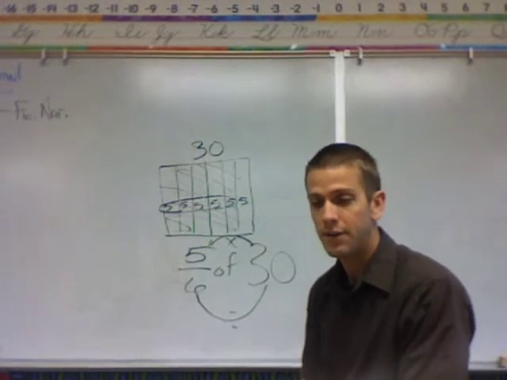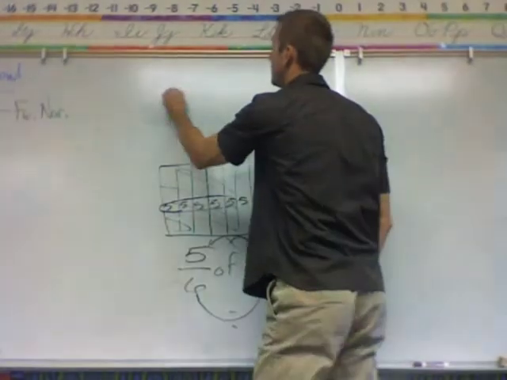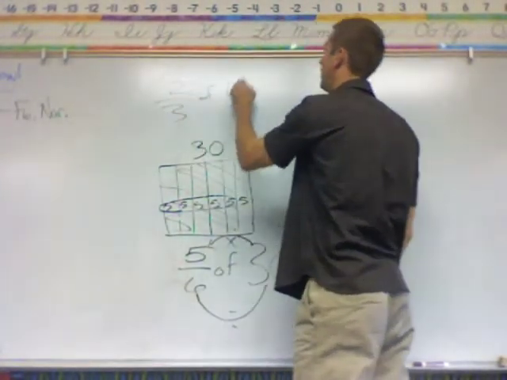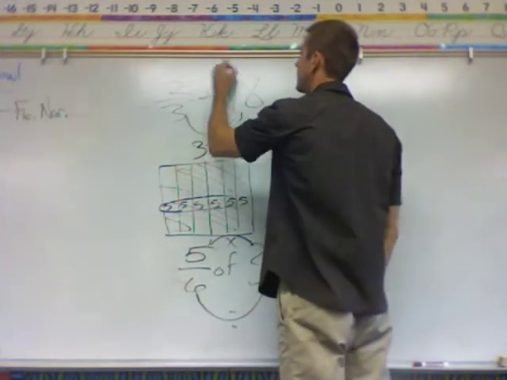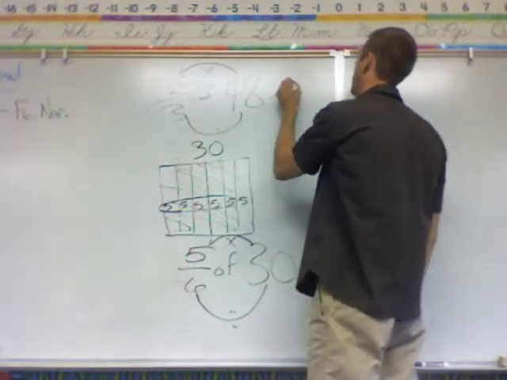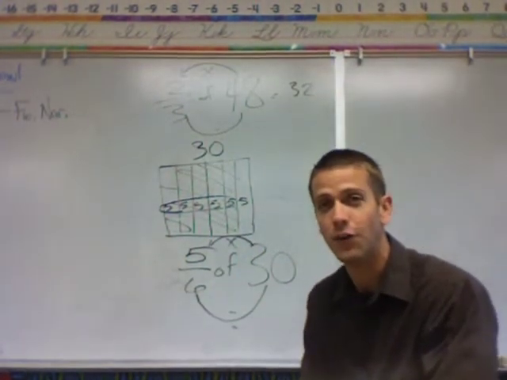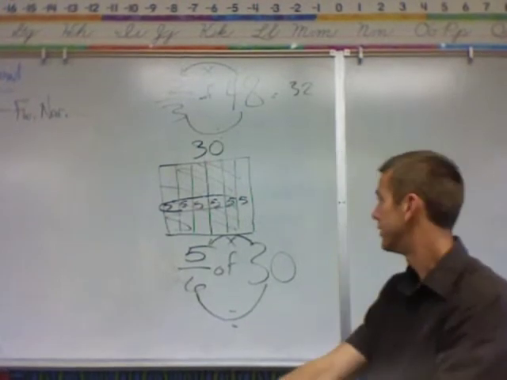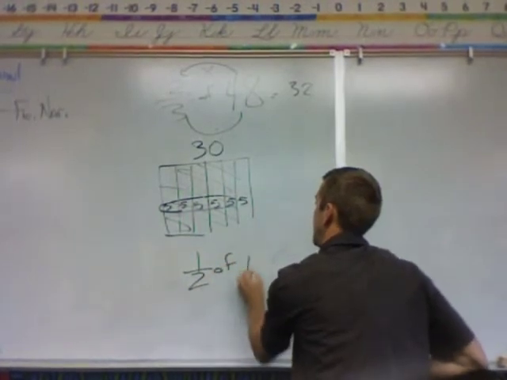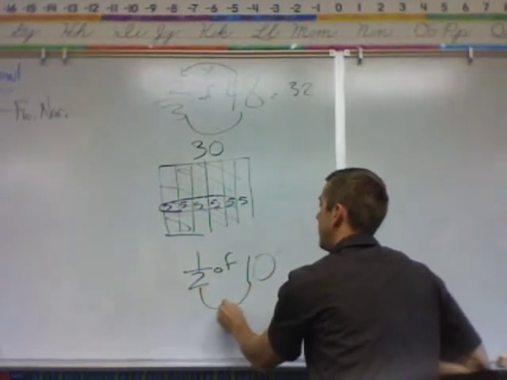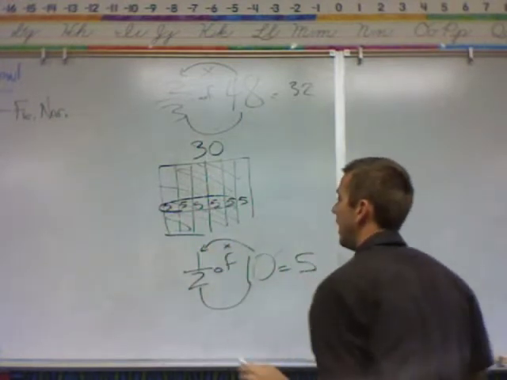All right? Let's try that again with 2/3 of 48. Remember that one? 2/3 of 48. 3 into 48 is 16. 16 times 2 is 32. If you remember, we said 32 girls. How about the half of the box of cookies? Half of 10. 2 goes into 10 5 times. 5 times 1 is 5. Half of 10 is 5.